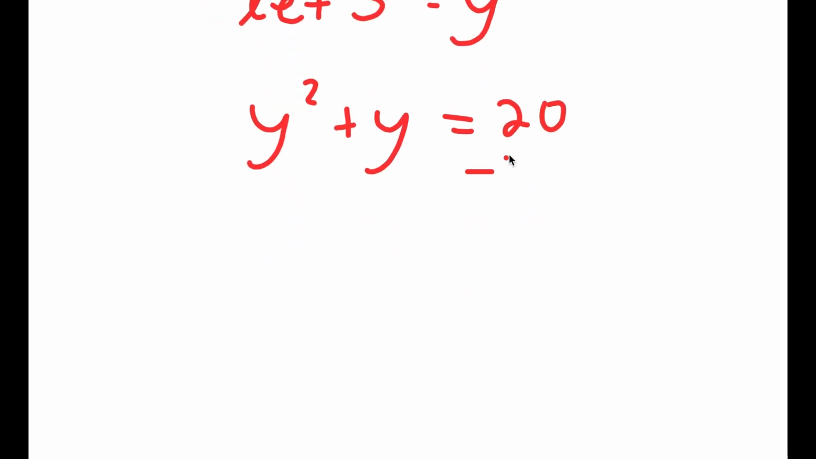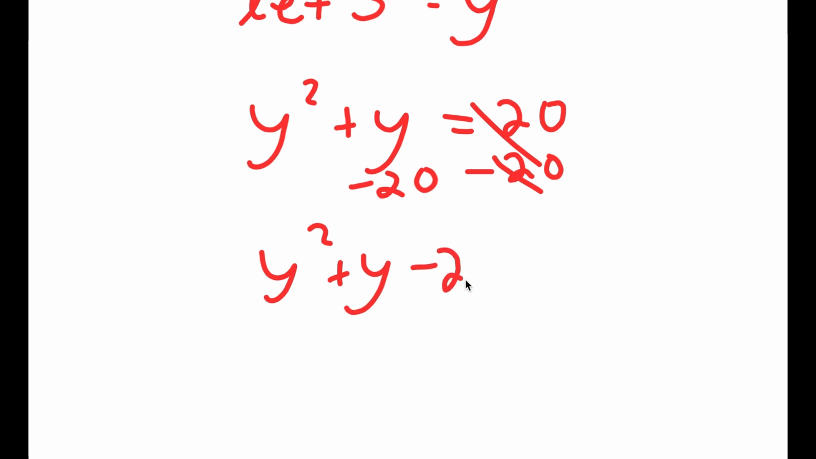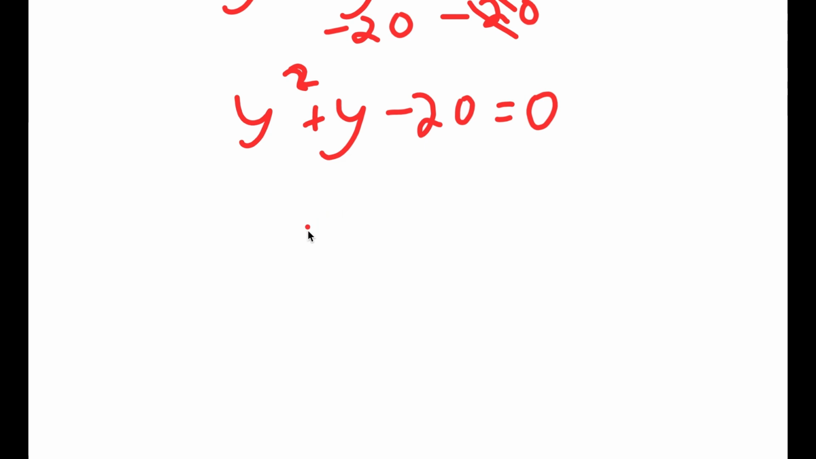And now I'm going to simply subtract 20 on both sides. So then these two cancel out, and I get y squared plus y minus 20 is equal to 0. Now I'm going to rewrite y here as 5y minus 4y.